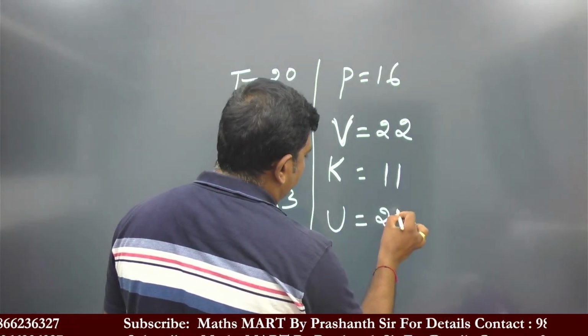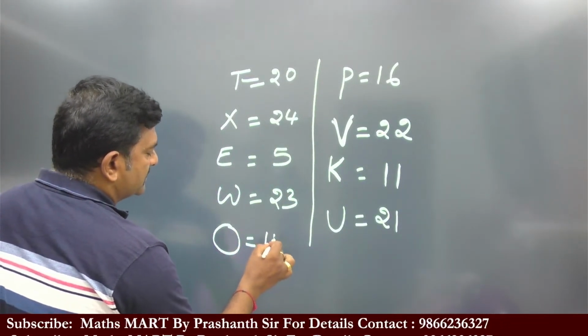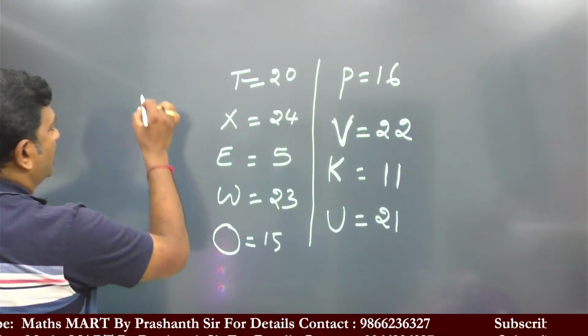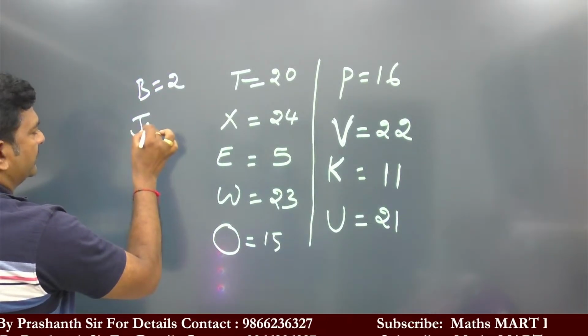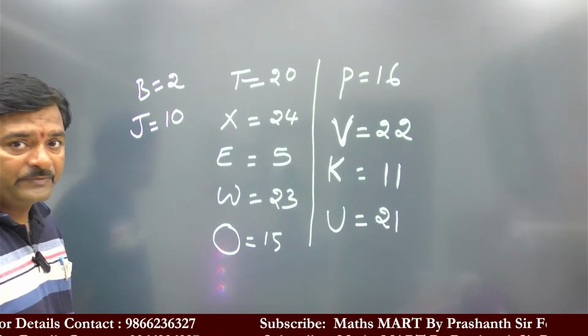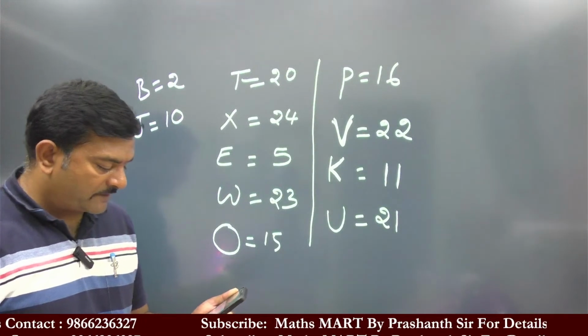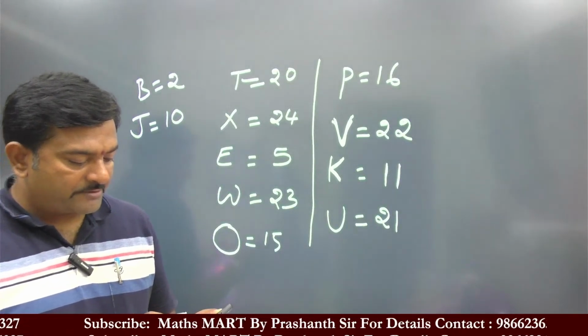Then afterwards focus on U. Tell me, U means what? 21 you can take. Then O means 15. Then tell me what B means. B means 2. Then J. J is a multiple of 5. J means what? 10 you can take. Okay, I hope you understood what I am trying to convey. Have you understood, everybody whoever is watching this video?